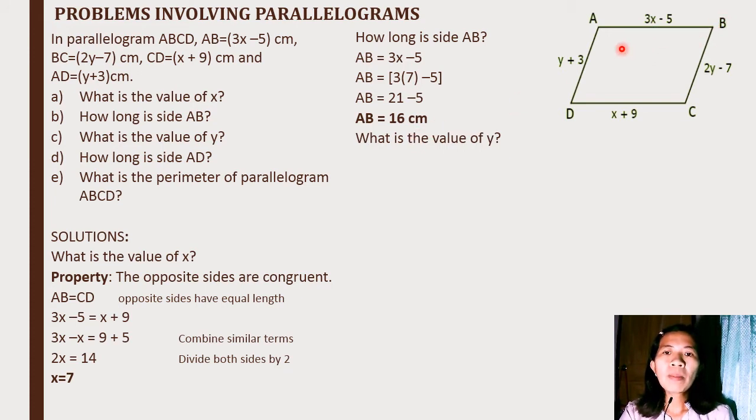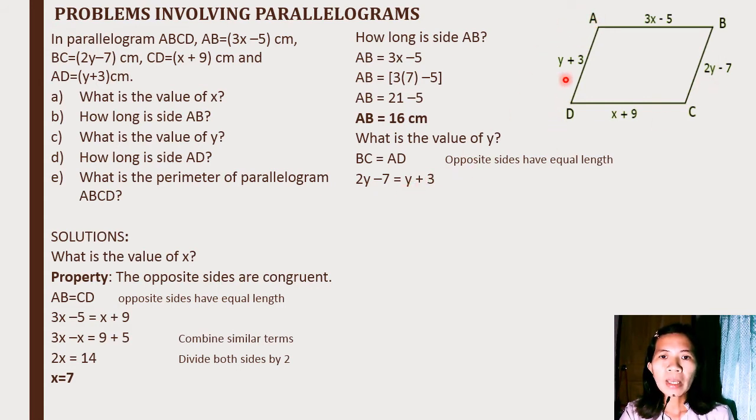Okay, now how about the value of y? Remember that segment BC is congruent to segment AD, so it means they are equal. Equal measures. So we have segment BC is equal to segment AD. Then substitute the given. Segment BC is equal to 2y minus 7 equals segment AD, which is y plus 3.